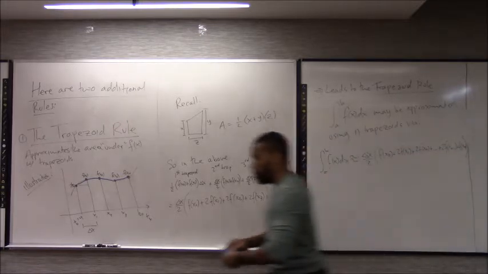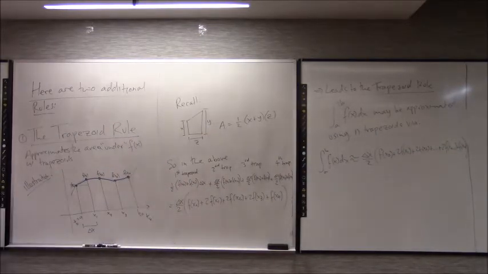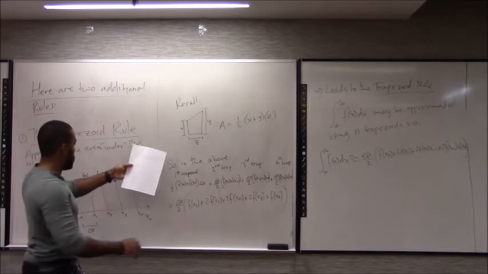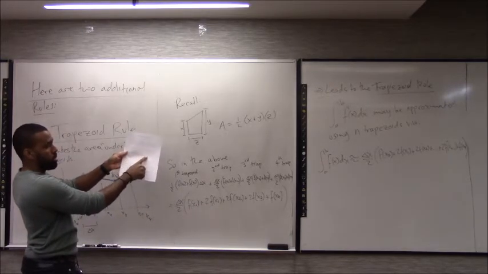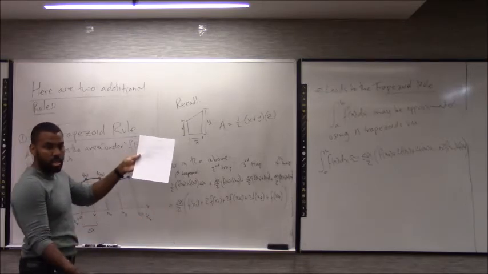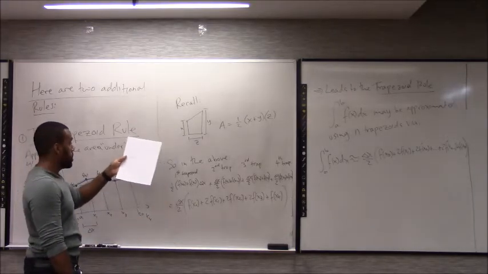And now, if you look at the handout that I gave you, that's the formula that we have here. So that's how we actually got it. We just added up all the areas of these trapezoids.